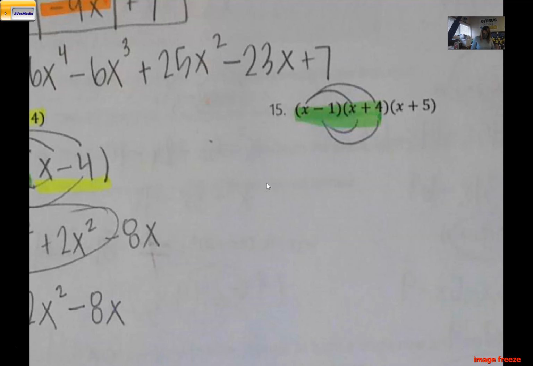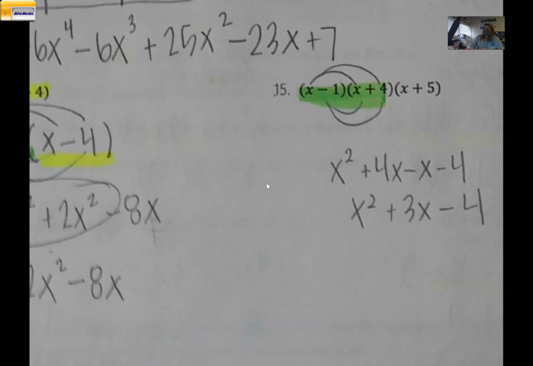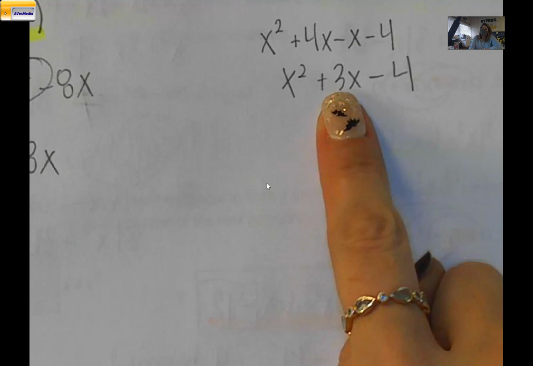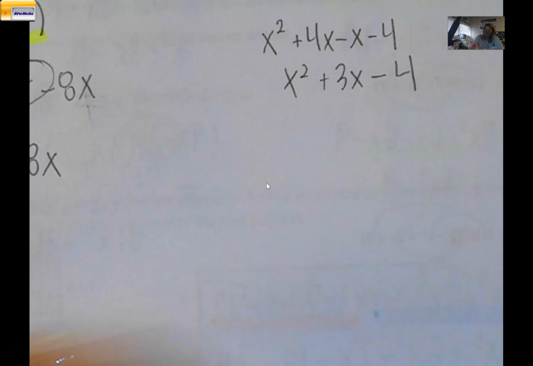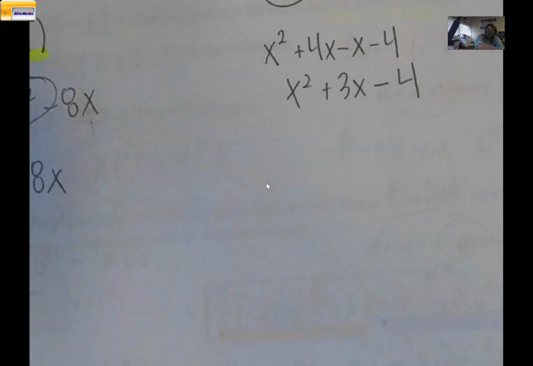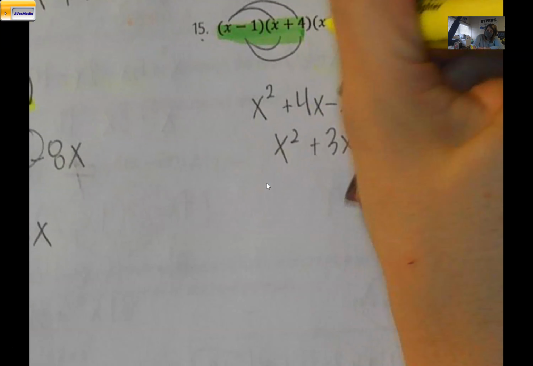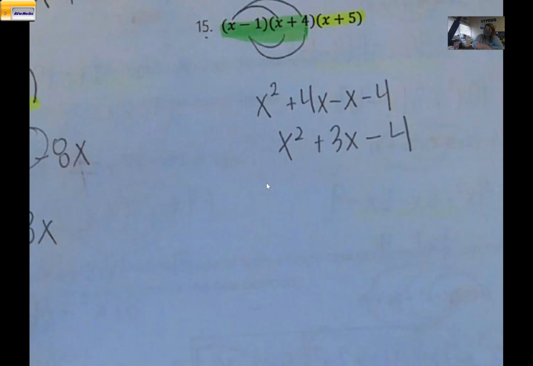Okay, show me. Uh-oh, did you guys combine? Okay, so you should have plus 3x there in the middle. Remember? Okay, now we still have this dang x plus 5 hanging out.